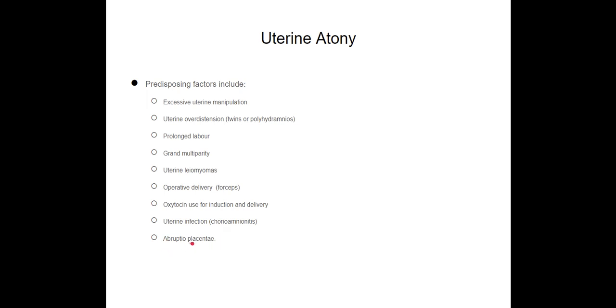And finally, we have abruptio placentae. Abruptio placentae is a condition where there's premature separation of the placenta. It's one of the causes of antepartum hemorrhage or third trimester vaginal bleeding.